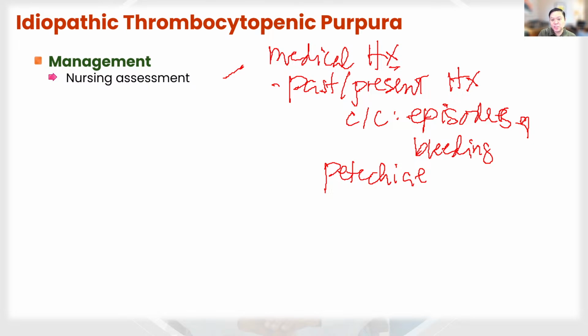Are they just bruising spontaneously? Okay, so make sure that you're going to ask thoroughly about this kind of condition to your patient. Another thing, we're going to have to conduct that physical examination, of course. Make sure that you do your skin assessment carefully. Symptom review would also be important.